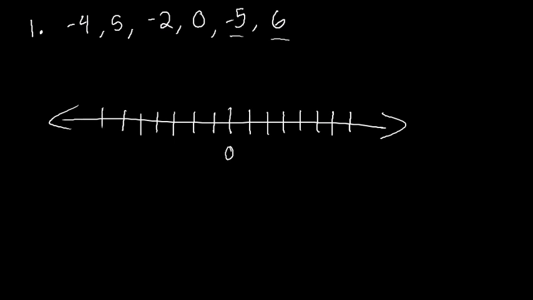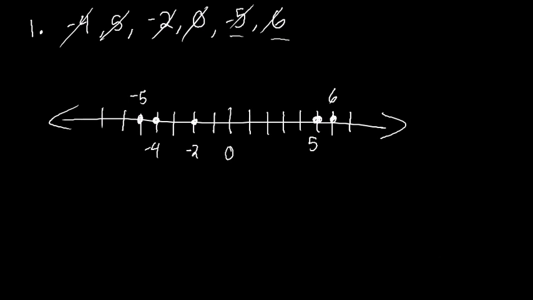And I'm going to graph them one by one. -4, 1, 2, 3, 4. 5, 1, 2, 3, 4, 5. So I have -4 and 5, making sure I label them all. -2 goes here. I already have my origin on there, alright, and then I have a -5 and a +6.